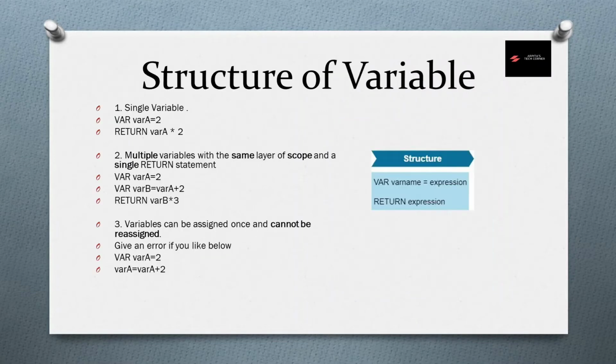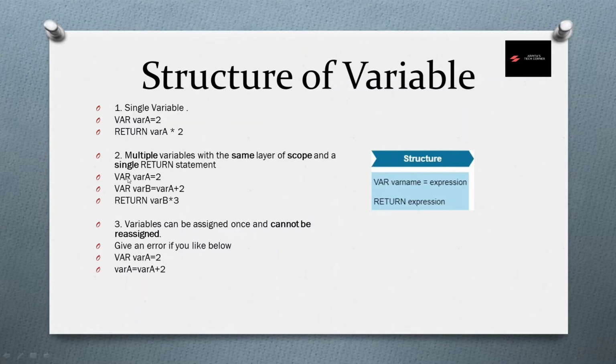Now we are at the structure of a variable. It's a simple structure: we use the keyword VAR, then the name and the expression, then RETURN the expression. If I have a single variable, I can declare it in this way and return. If I have multiple variables with the same layer of scope, a single return statement can be written.